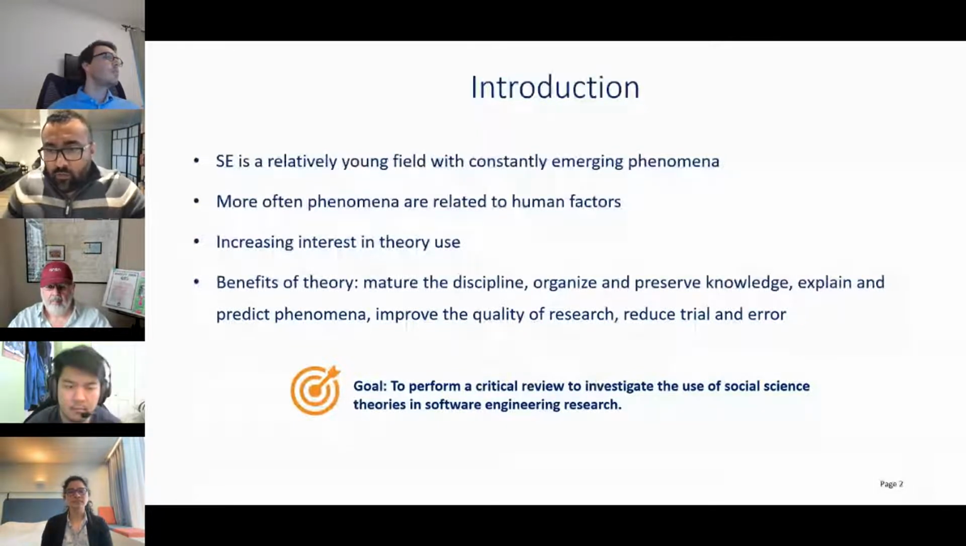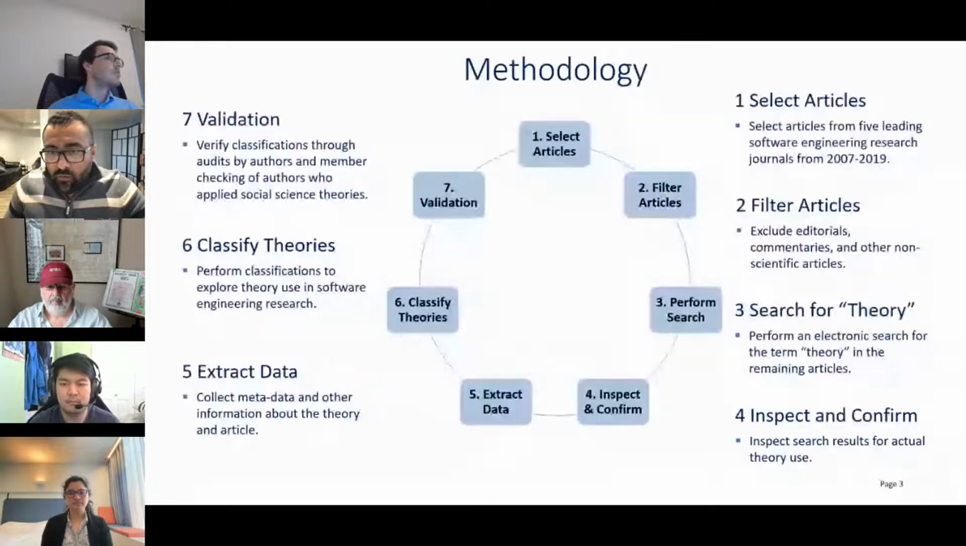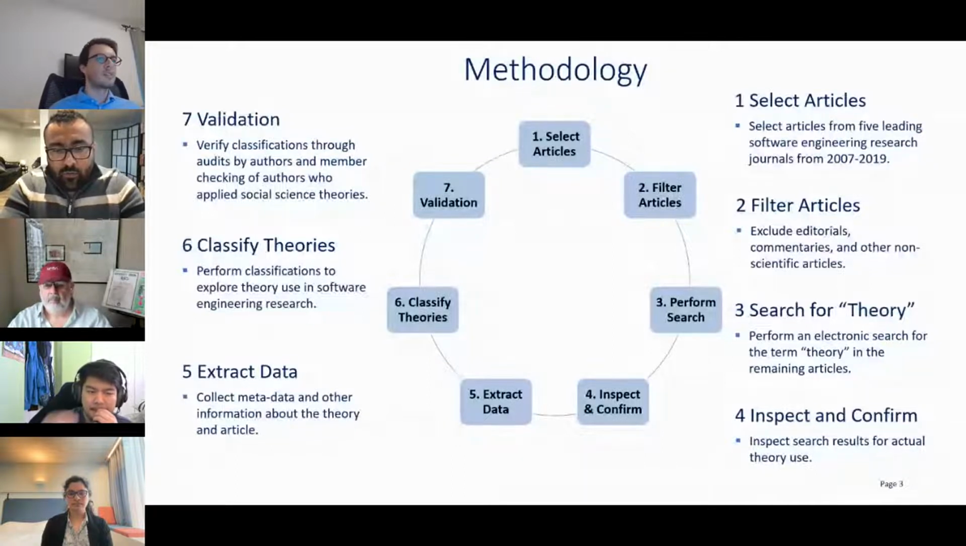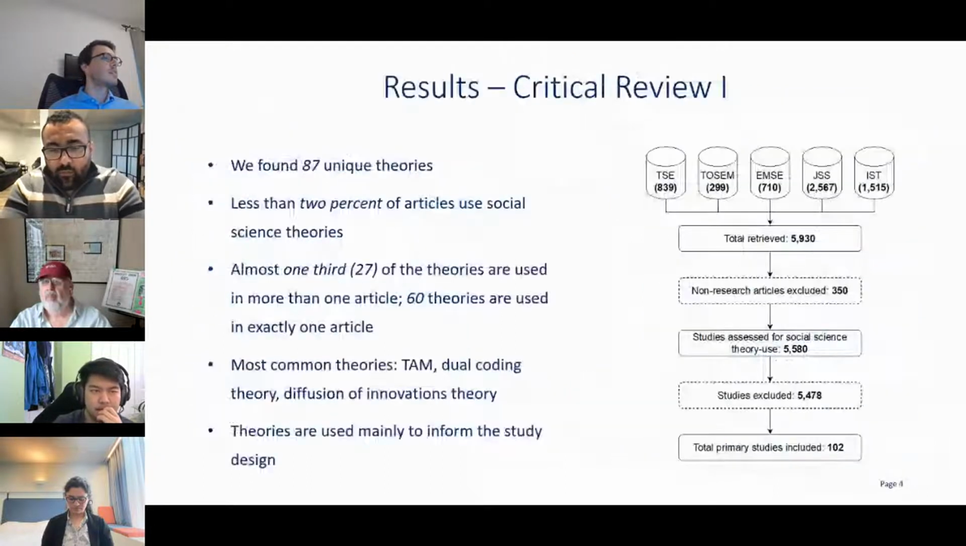And to do so, we examined articles from 5 software engineering journals over a course of 13 years by searching for occurrences of theories from a social science discipline, and discovered theories were then inspected and classified according to several characteristics, including the discipline of origin, theory scope, and so on. And we also sent out a questionnaire to authors who applied theories in those primary studies to ask them about their experience and challenges with applying social theories. So now let's take a look at notable results of our critical review.